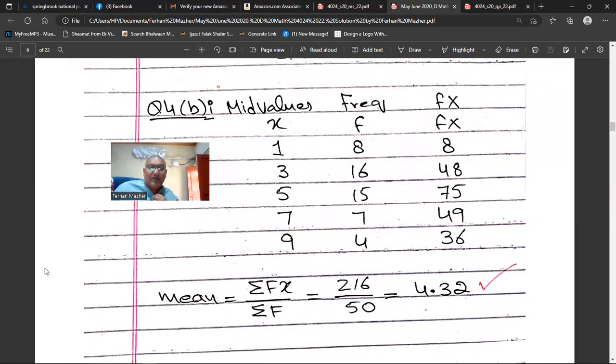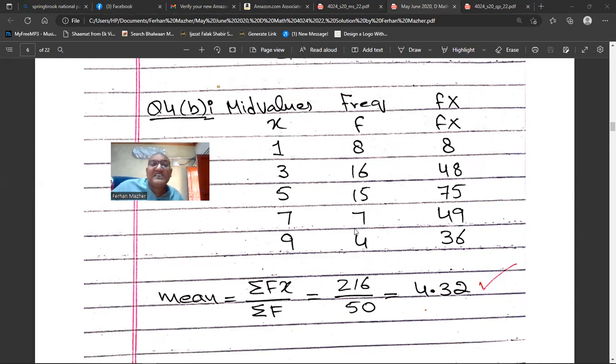So I have found the mid values of all those classes, and I told you how you find the mid value. You add the 2 boundaries of that class with each other, and whatever is the sum, you divide it by 2. So here are their mid values: 1, 3, 5, 7, and 9. Here are their frequencies. This is called x, this is called f. When you multiply f and x, you get fx. So I multiply these 2, and you get these numbers.